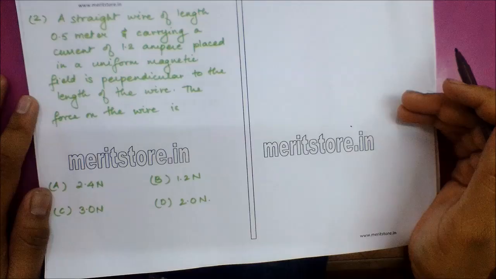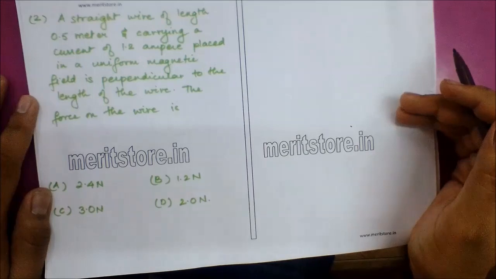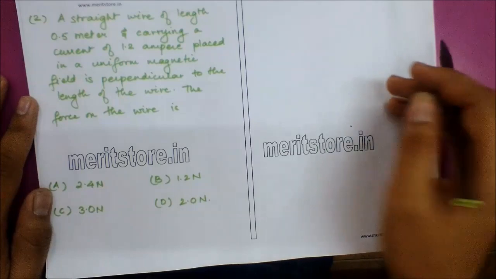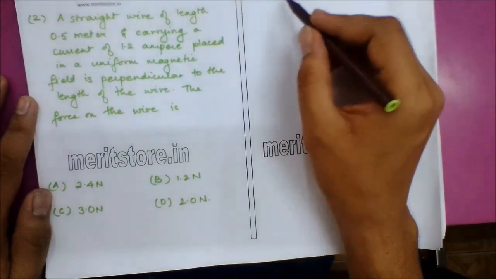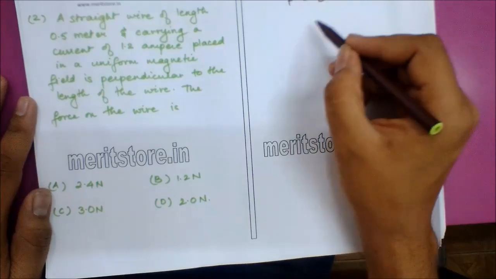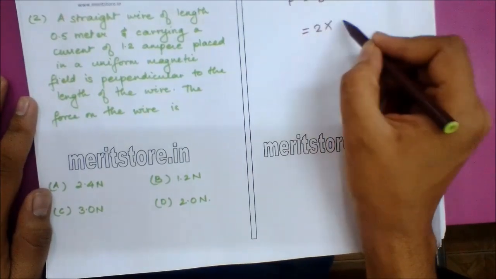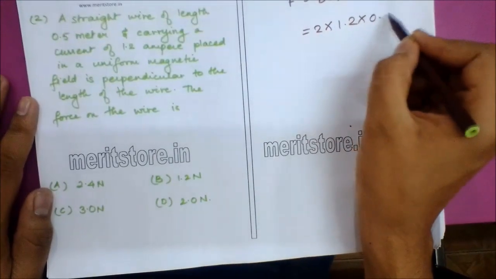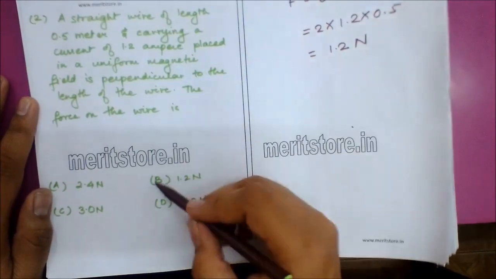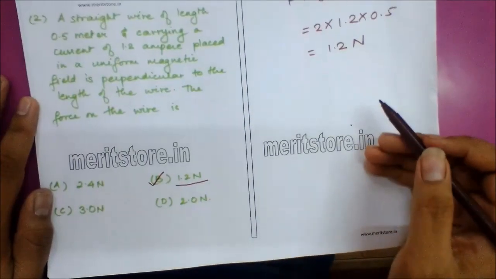Question number 2. A straight wire of length 0.5 meter and carrying a current of 1.2 ampere is placed in a uniform magnetic field perpendicular to the length of the wire. The force on the wire is. Now to calculate the force on the wire, we have the formula F is equal to BIL, which is 2 into 1.2 into 0.5, which gives us 1.2 Newton. So option B, 1.2 Newton, is the correct answer.